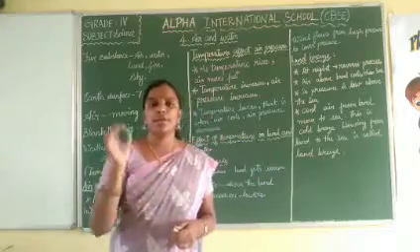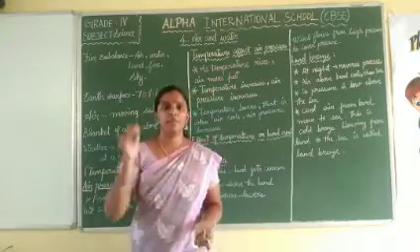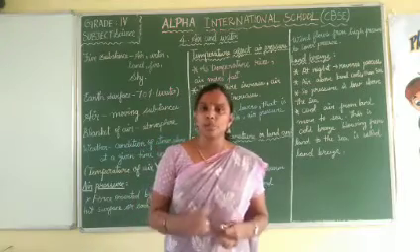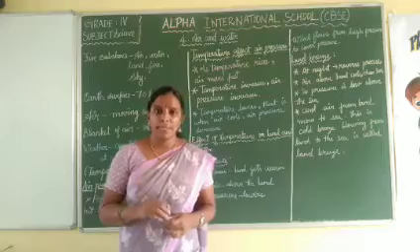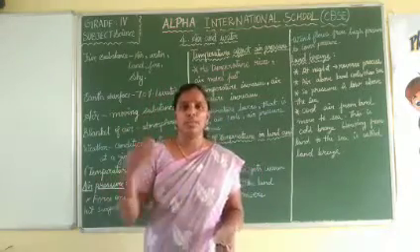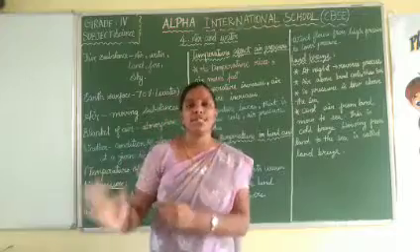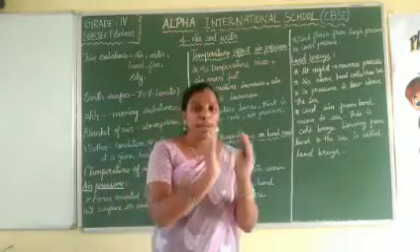For example, if you want to know about the wind speed, how? By the use of an anemometer. What is the instrument called to measure the wind speed? It is the anemometer. By the anemometer they can find out the speed of wind from one place to another. Okay, so it can change from one place to another.